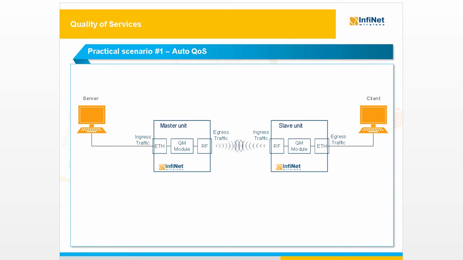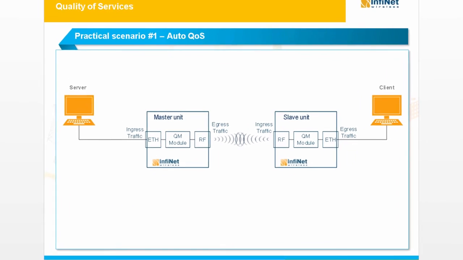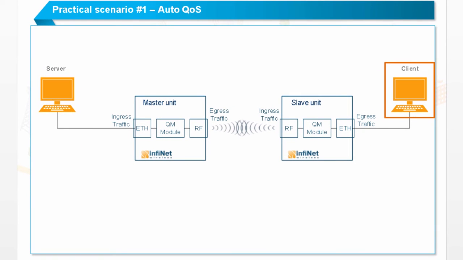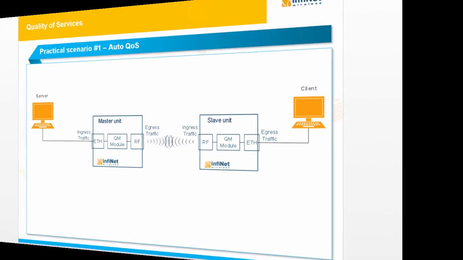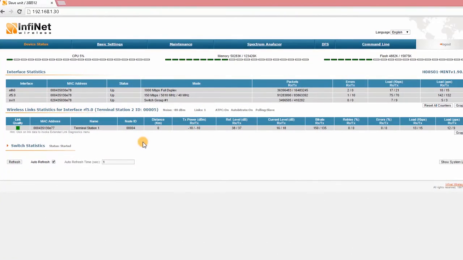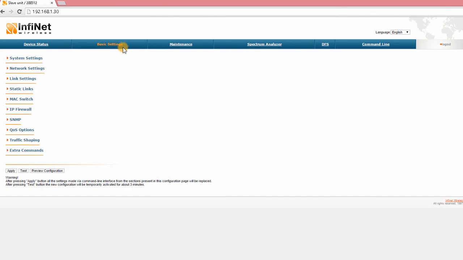The scope of the first scenario is to show the functionality of the Auto QoS feature. For this purpose, the client PC will be generating RTP traffic over a point-to-point InfiNet wireless link in order to reach the server. Let's see how the slave unit treats the RTP traffic. The first step is to check the Auto QoS setting for RTP traffic. Let's go to the basic settings in the QoS options section.